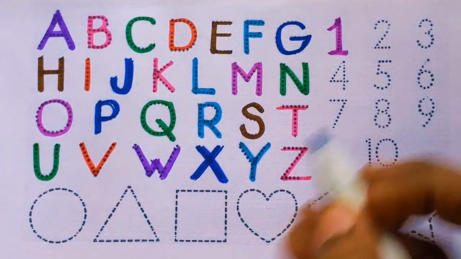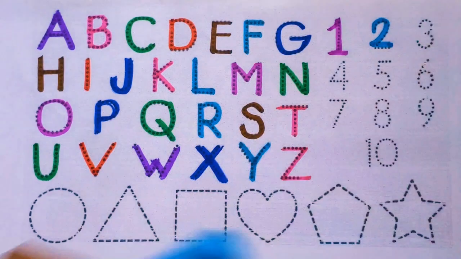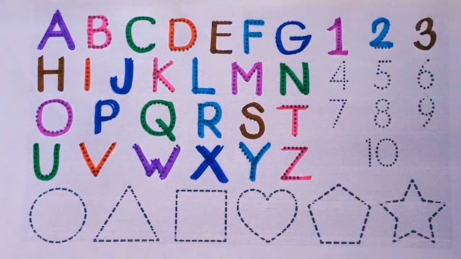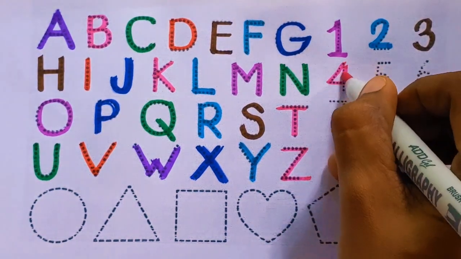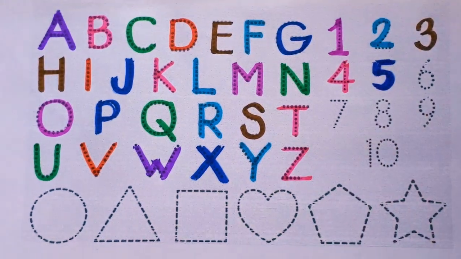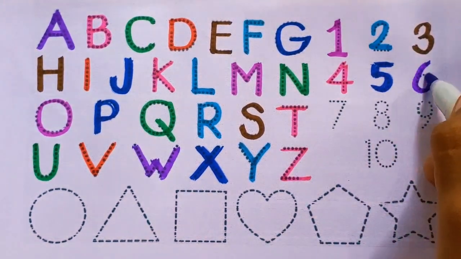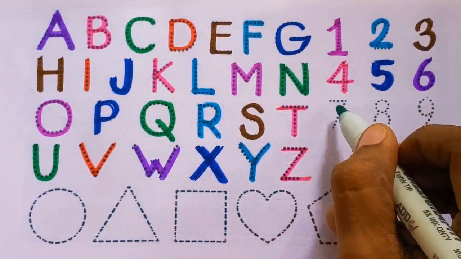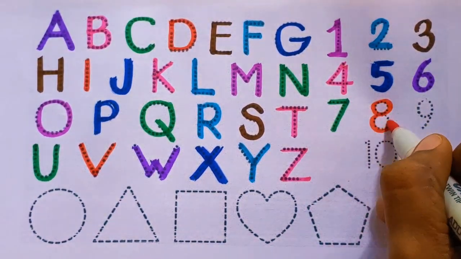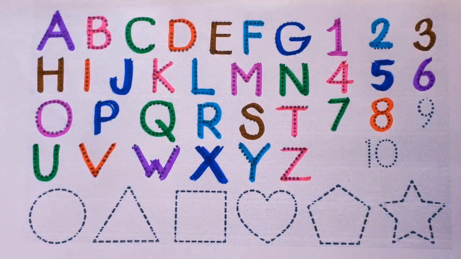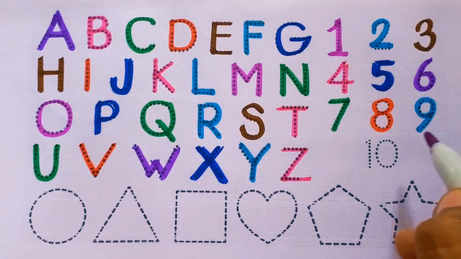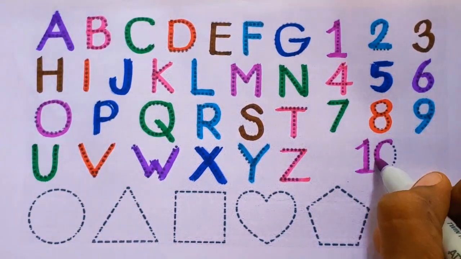Number 1. Next is number 2. Number 3. It's a number 4. 5. 6. Next is number 7. Number 8. Next number is number 9. And 1, 0, 10.